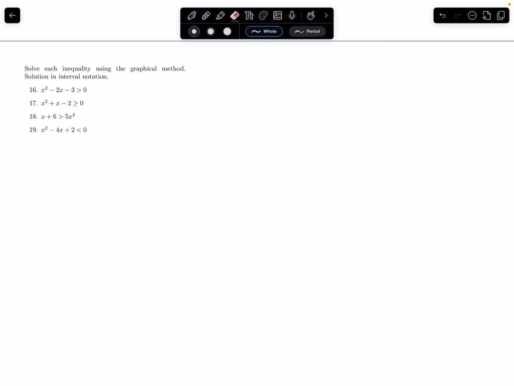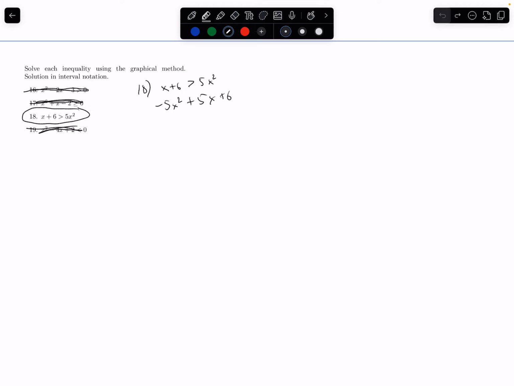Hi guys, this is a quick correction video. I'm so sorry. When I was doing question number 18, I'm focused on 18. For some reason, when I was moving this 5x squared to the left side, I changed it to negative 5x squared, and then I suddenly changed this x to a 5x for no apparent reason. Sorry about that.